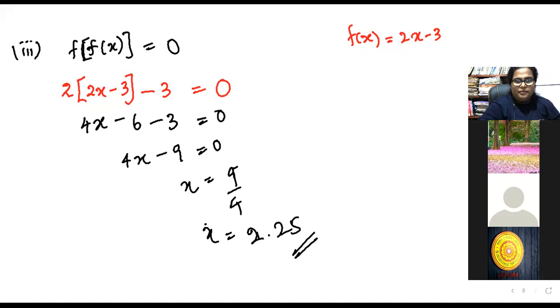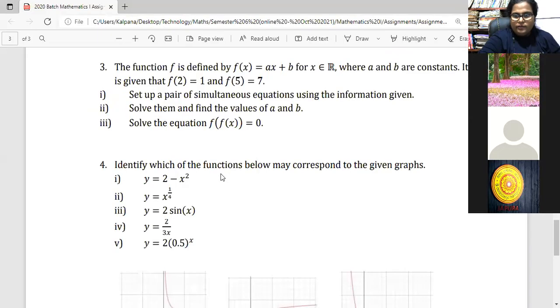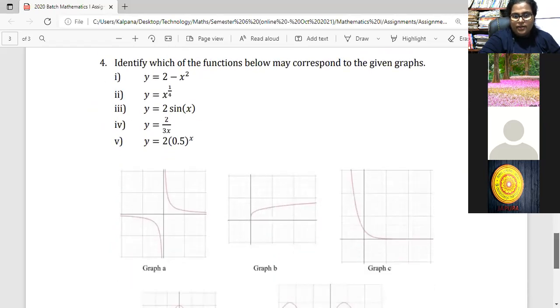Then let me show you the next question of our assignment. Fourth question. It is given, it is a somewhat different question, right?